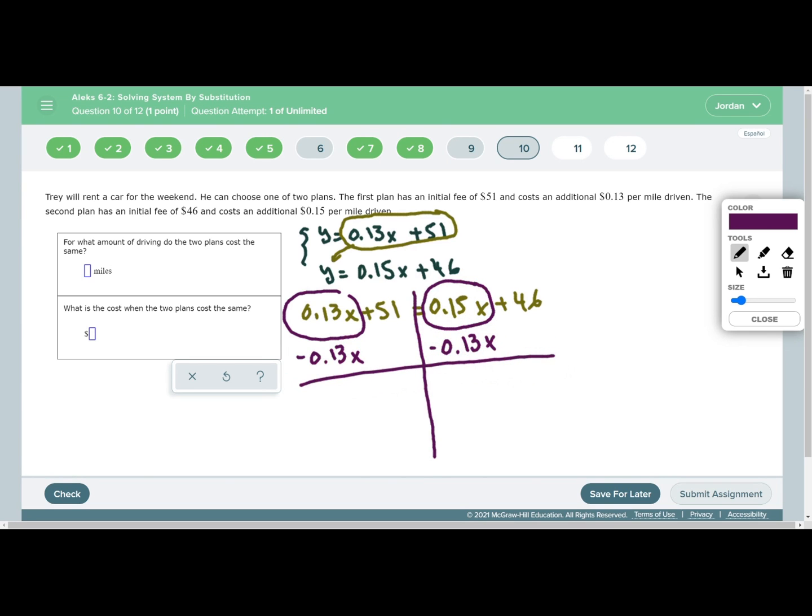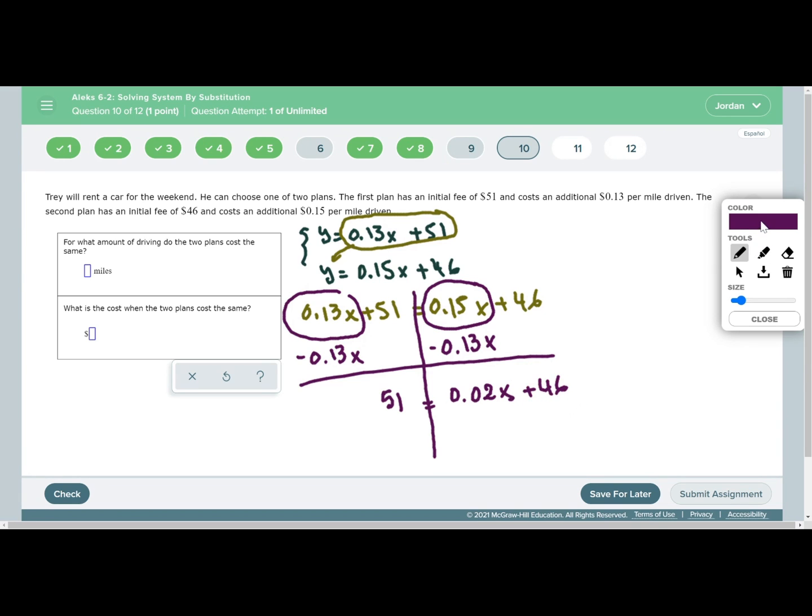Subtract 0.13 on both sides. 51 equal to 0.02x. This is a really common mistake. A lot of people are going to give me 0.2. No, it's 0.0, because 1 minus 1, there's a 0 in the middle, right behind the decimal point.